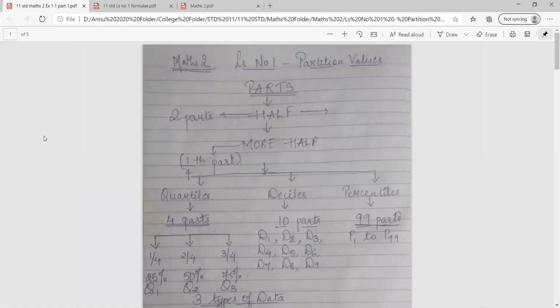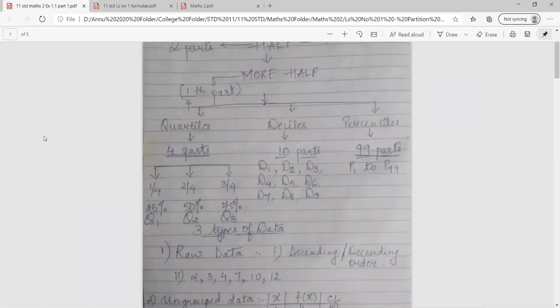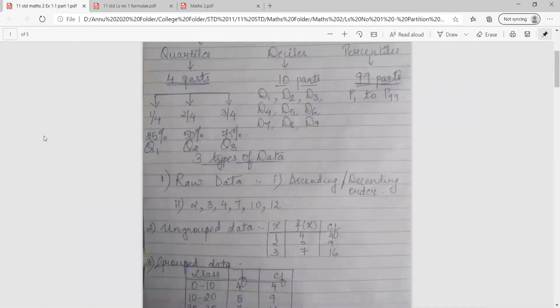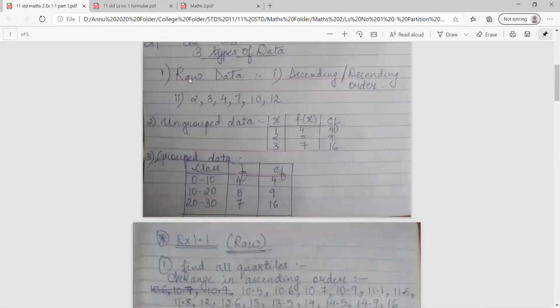This is the introduction page which you can go through. I have already explained this in the previous videos. Quartiles divide the data into 4 parts, deciles 10 parts, percentiles 99 parts. So Q1, Q2, Q3, deciles D1 to D9 and percentiles P1 to P99. I have also already explained how raw data, ungrouped data and grouped data look.